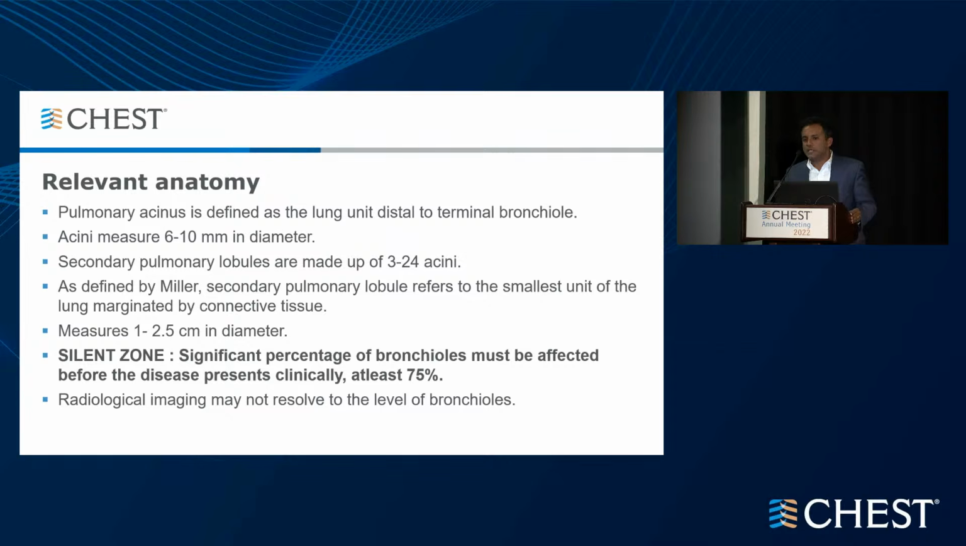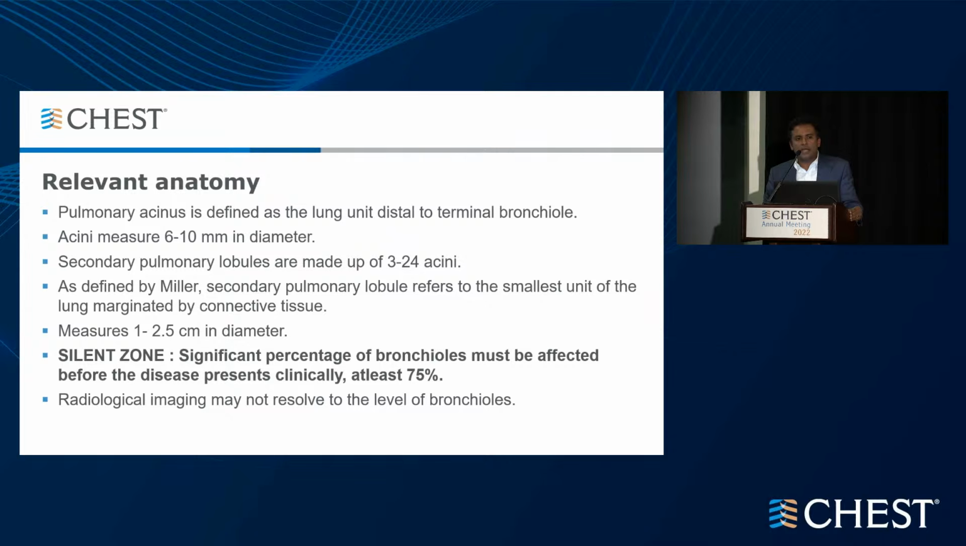Okay. Now, as we said, with the relevant anatomy, the pulmonary acinus is defined as the lung unit distal to the terminal bronchiole. The acini measure 6 to 10 millimeters, and as defined by Miller, as we mentioned before, the secondary pulmonary lobule refers to the smallest unit of the lung marginated by connective tissue, and measures 1 to 2.5 centimeters. Basically, the bronchioles are also referred to as the silent zone of the lung because a significant amount of bronchioles must be affected before the disease usually presents, in the absence of any other coexisting diseases. This is of the order of around 75% of the bronchioles.